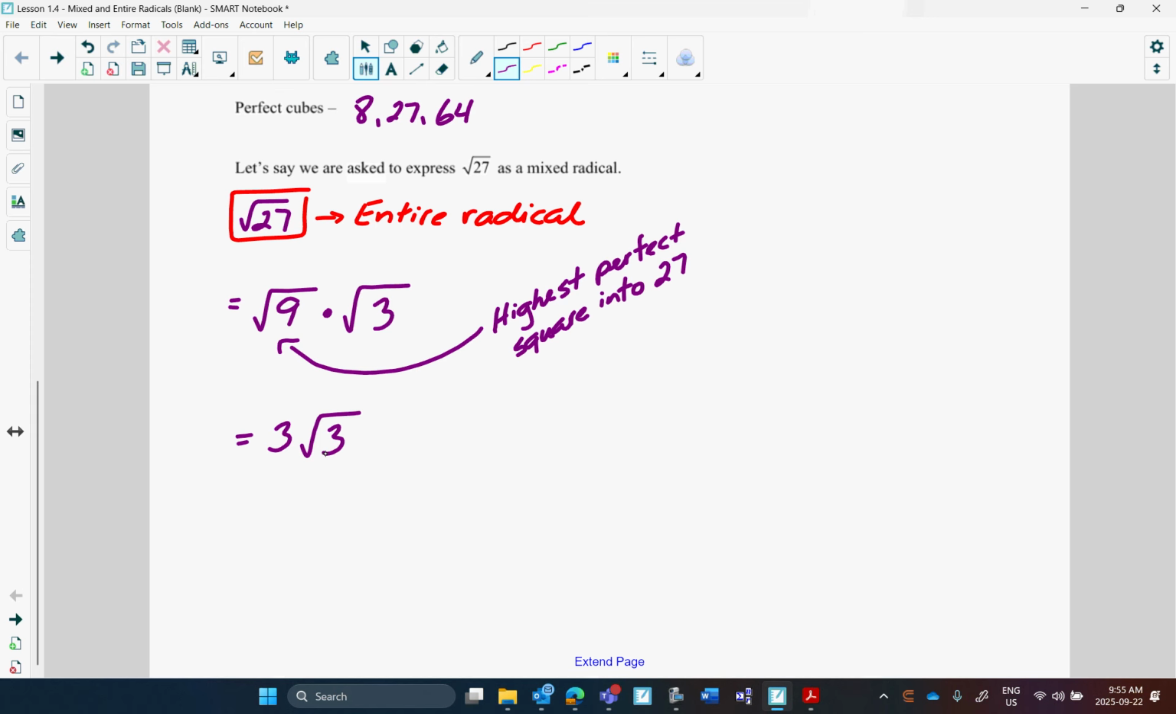And this is what we call a mixed radical. Why? Because it's a mixture of a non-radical being multiplied by a radical. And how do we say that? Usually with these ones, we say it like this: 3 root 3. You don't have to say square. Okay?